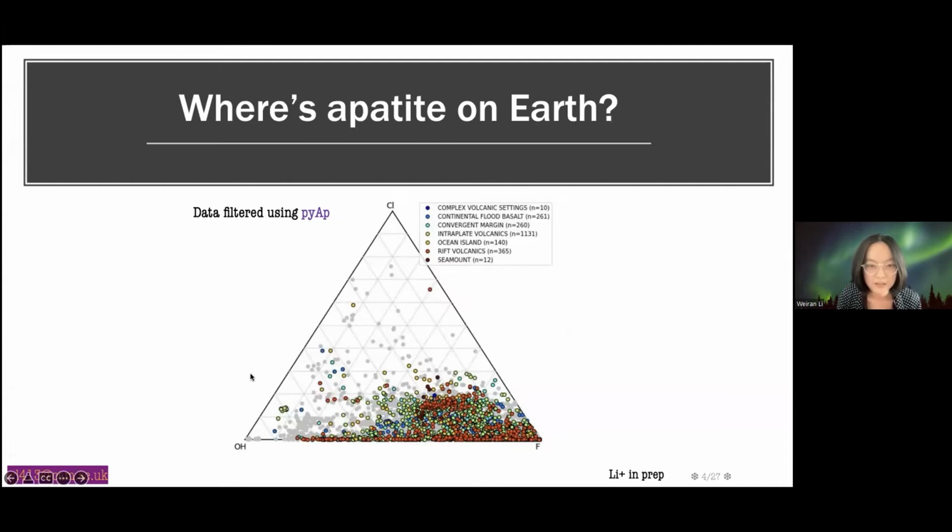And I filtered this data using a new Python package we wrote called PyApp. Basically, this package allows you to filter out the data that doesn't pass the stoichiometry test. All these colorful data points show those that we consider as good data. The colors mean the different tectonic settings for this volcanic apatite. You can probably see that most of the apatite is fluorine rich, meaning that they're going towards the fluorine end member. This is just a general introduction to apatite composition on Earth.